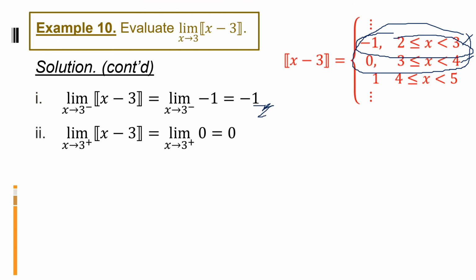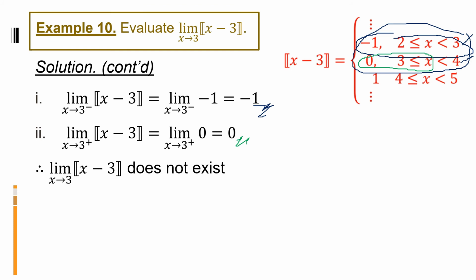On the other hand, yung limit naman as x approaches 3 from the right of our greatest integer x minus 3, okay, ito naman yung greater than 3. So that is the limit of 0, or that is just 0. And since the two limits are not equal, then the limit as x approaches 3 of the greatest integer of x minus 3 does not exist.